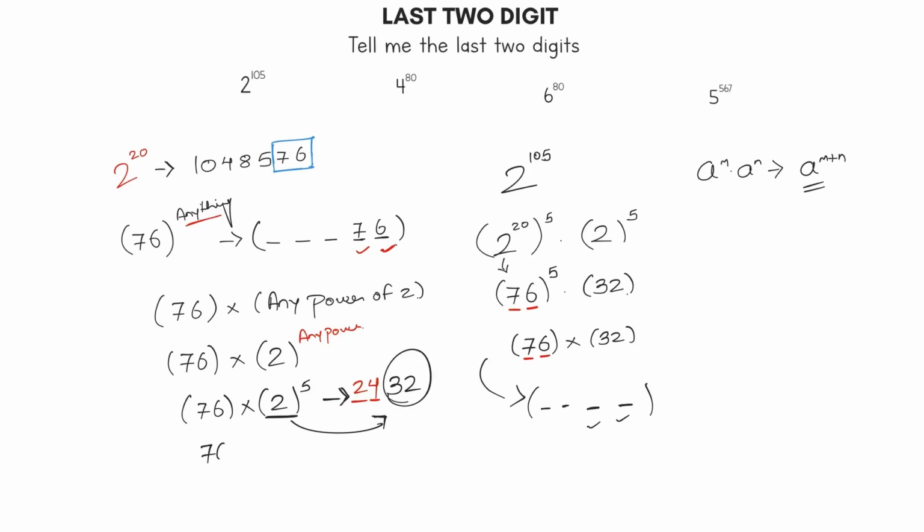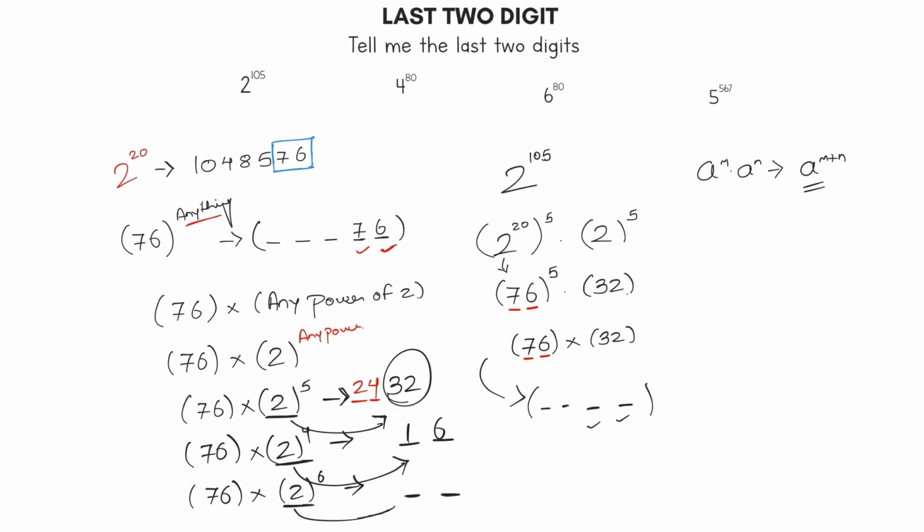Similarly, if I do 76 into any power of 2, say 2 raised to 4, what will be the last two digits? That number itself, 2 raised to 4, 16 will be the last two digits. If I do 76 into 2 raised to 6, that is 64, the last two digits will be whatever power of 2 you multiplied: 64. That is the power of 76. It multiplies any power of 2 and gives you the last two digits as that same power of 2. So if it is 76 into 32, the last two digits will be 32, and that is my final answer to this question.